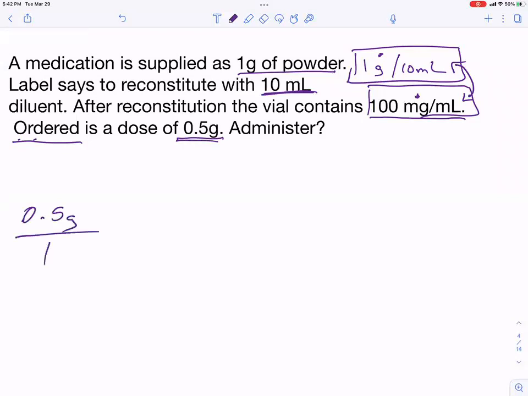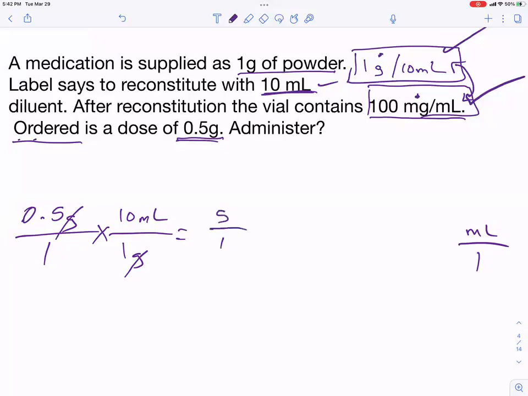All right, put that over 1. What is my wanted? Well, it's milliliters because that's how it comes. I'm adding a liquid. So how do I solve this problem? Well, I can use this or I can use this. And I'm going to show you the easy way first. After I did all the work and reconstituted, 1 gram is equal to 10 milliliters. That gets rid of my grams, and now it's just math. So 0.5 times 10 is 5, and 1 times 1 is 1. So that's 5 milliliters. I'm going to give 5 milliliters.